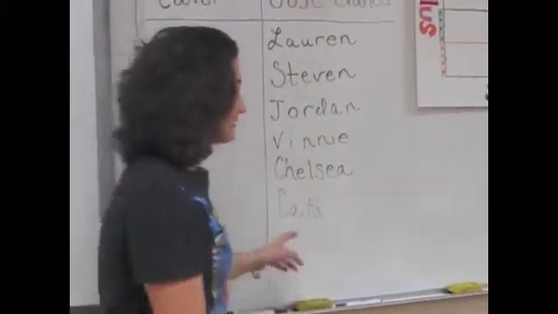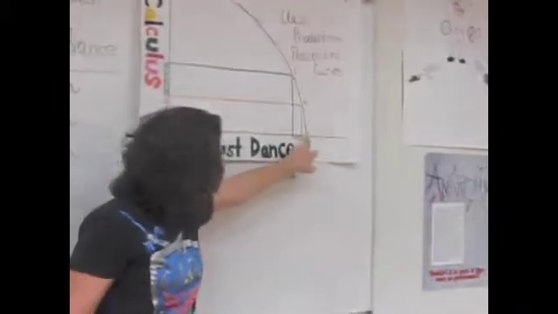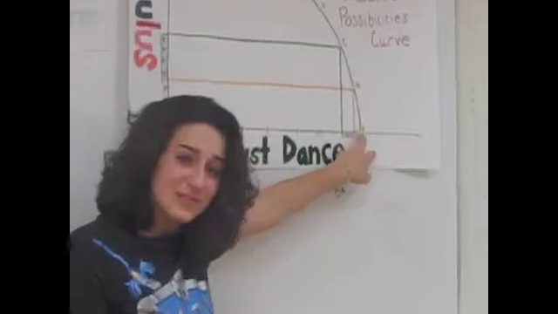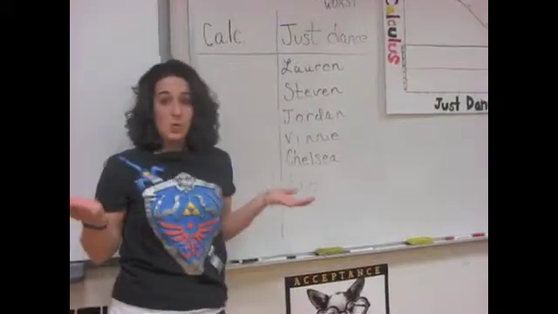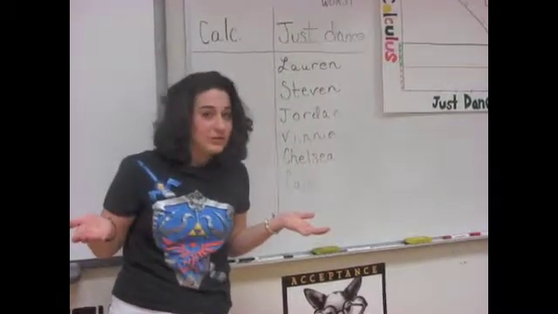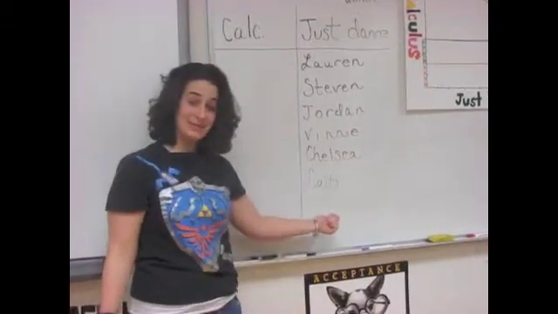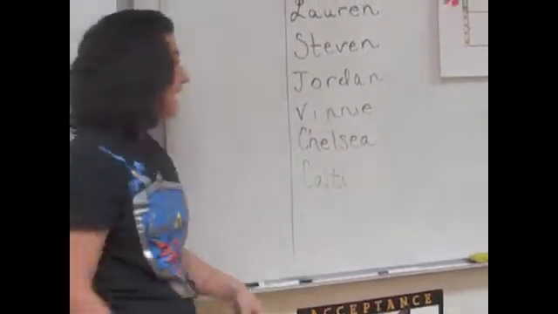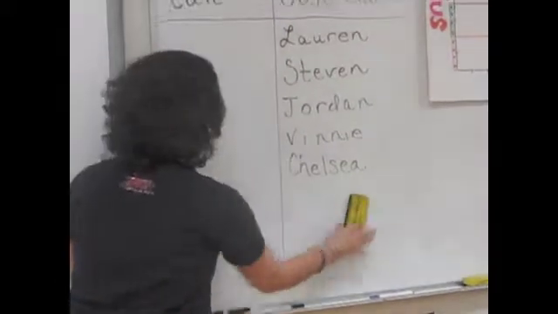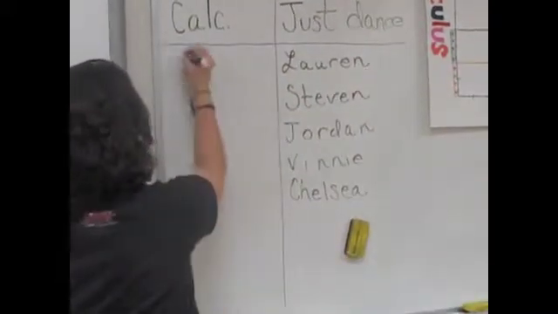Our society right now is functioning totally at point A, which is completely producing Just Dance and nothing else. What if we want to make more calculus instead of Just Dance? You would take me, because I am the worst Just Dancer, and move me from Just Dance to calculus.